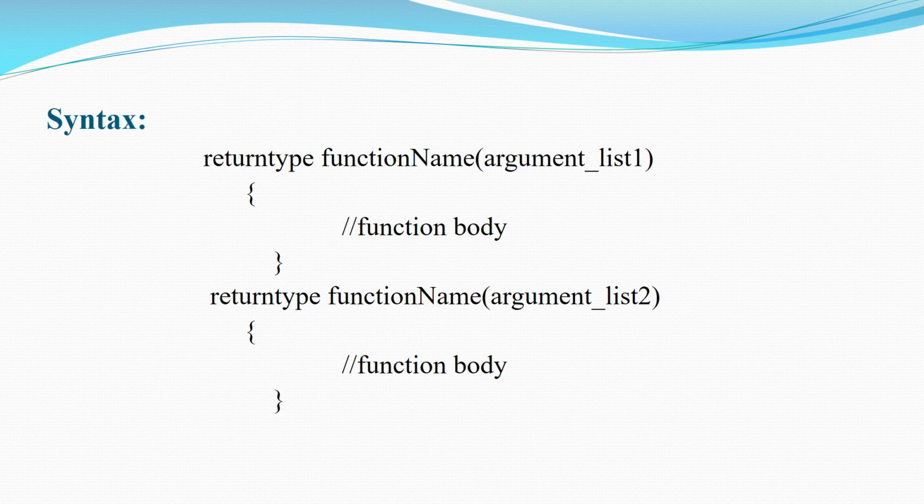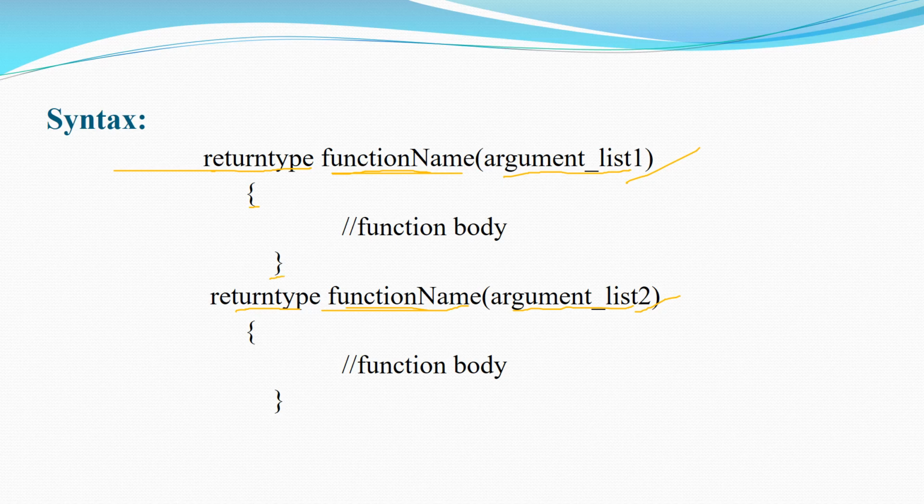Coming to the syntax, observe the syntax of function overloading. Here we start with a return type, followed by a function name with an argument list. In this syntax, I have created two functions, each with a return type followed by the function name with the argument list. Here we have list number 1 and list number 2, and the function body is opened by an open brace and closed by a close brace.